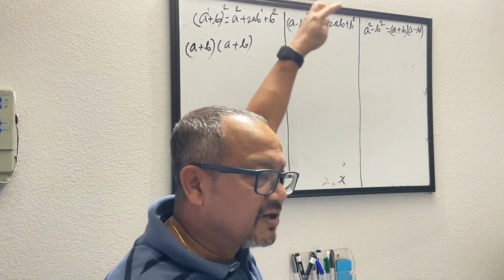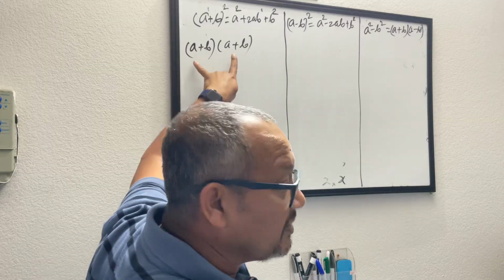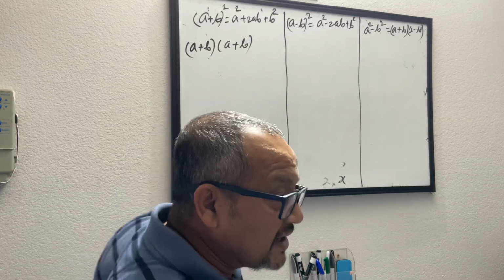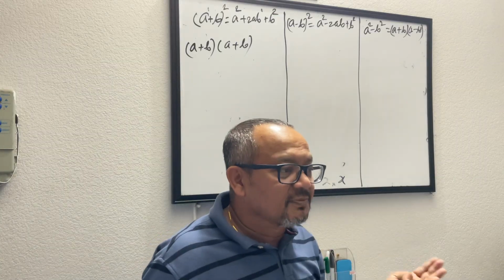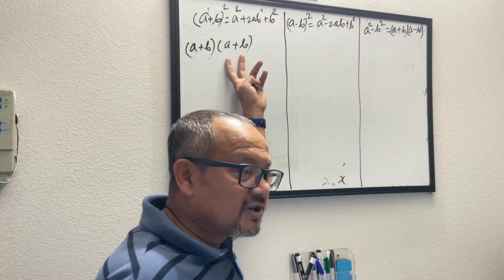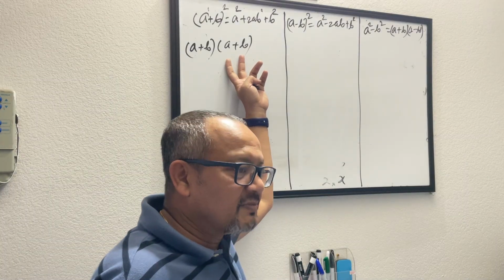And in order to achieve that, we are multiplying these two things, a plus b and a plus b. If you look at each standalone, these are polynomials. You are looking at one expression with two terms, and this expression also has two terms, more than one term. So we are multiplying polynomials.